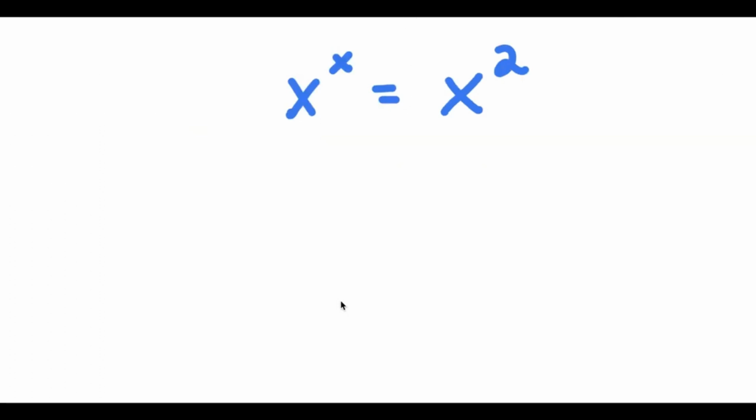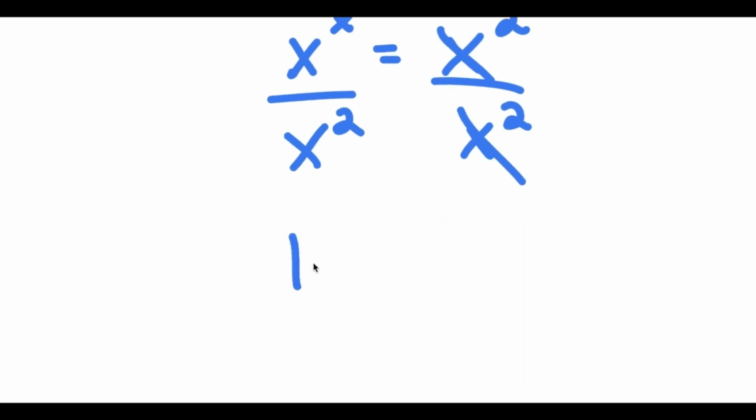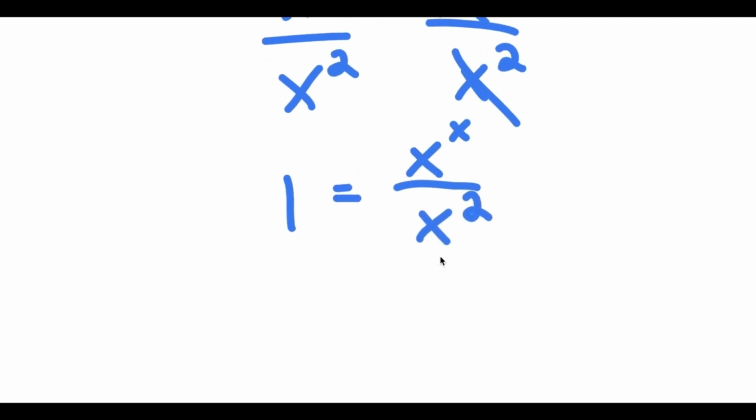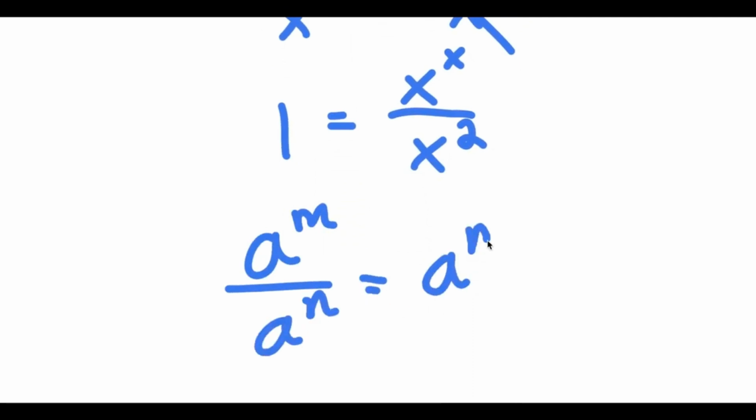Alright, so in this problem, I have x to the power of x is equal to x to the power of 2. So to solve this, I'm going to divide both sides by x to the power of 2. So then these two cancel out, and I have 1 is equal to x to the power of x over x to the power of 2. Now if I have something from a to the power of m over a to the power of n, this is equal to a to the power of m minus n. So x to the power of x over x to the power of 2 is going to equal x to the power of x minus 2.